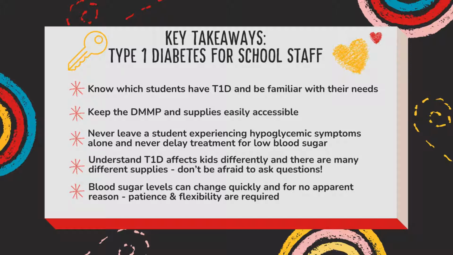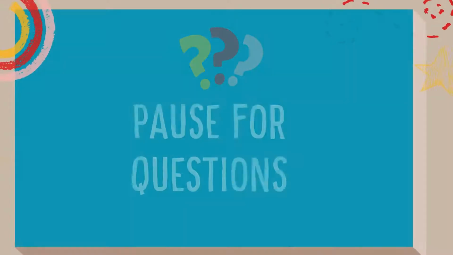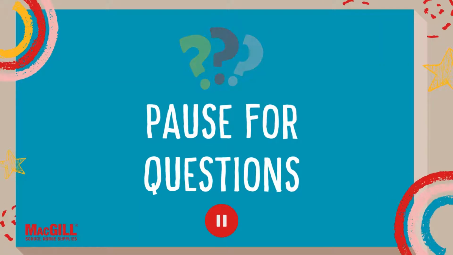Support the student. Type 1 diabetes is a chronic condition that requires constant diligence, patience, and flexibility, but ultimately, kids with diabetes just want to fit in like every other student. Working together to ensure kids can manage their diabetes and still feel included is an important role for all school staff. This concludes our school staff guide to diabetes.